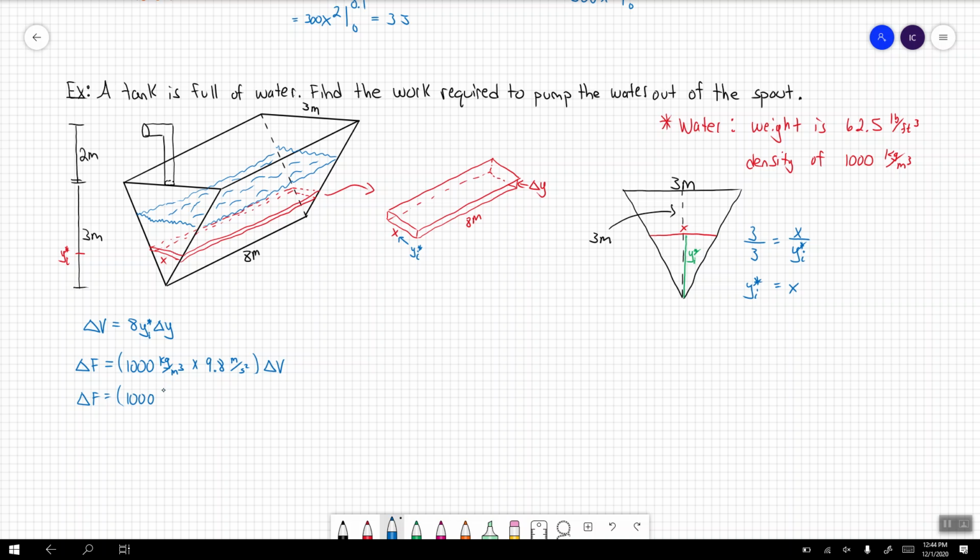I'm going to display that volume and what the units of measurement are for that volume, just to make sure that we're on the right track. So volume we had over here, which was 8 y sub i star delta y. There we are. Good. Now let's look at the units of measurement here.